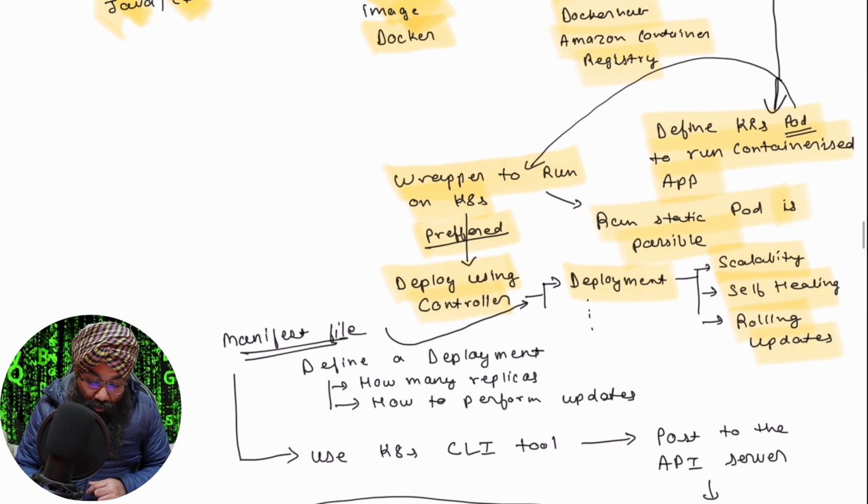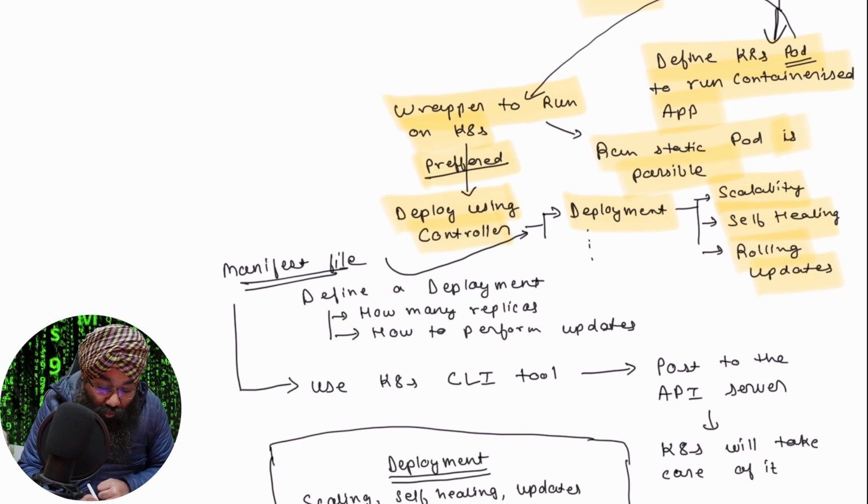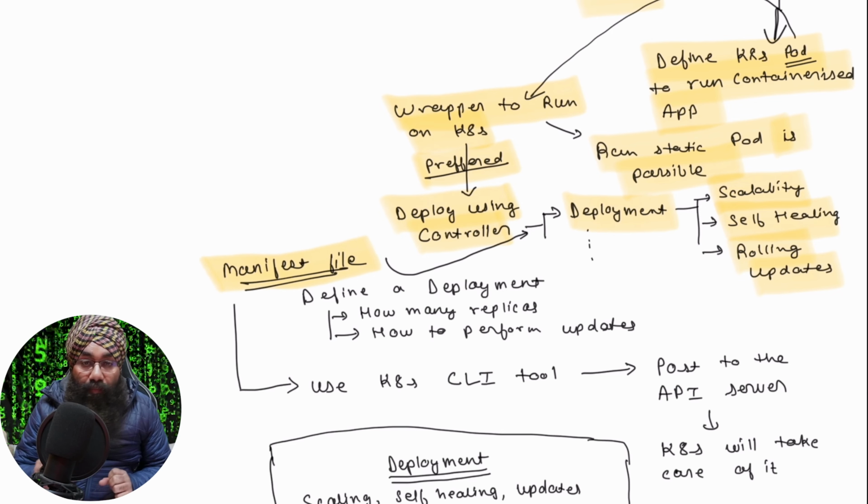Suppose you decide that, yes, you want to deploy using the deployment controller, or using the control plane, API server and controllers. Then you have to write a manifest file. This is a very important file in Kubernetes. Let's start to understand why it is so important.